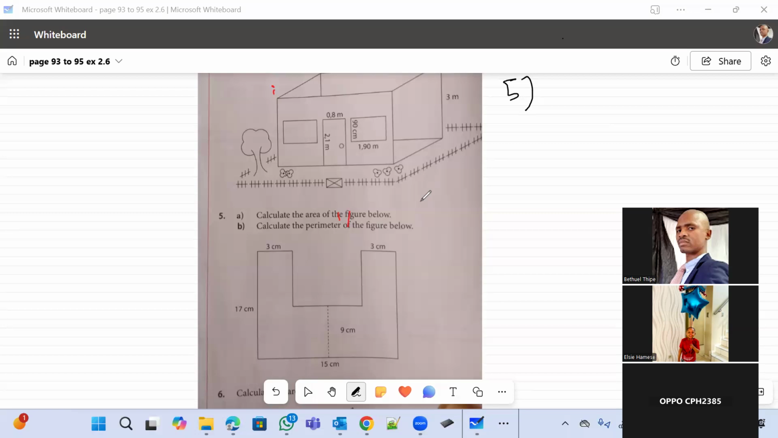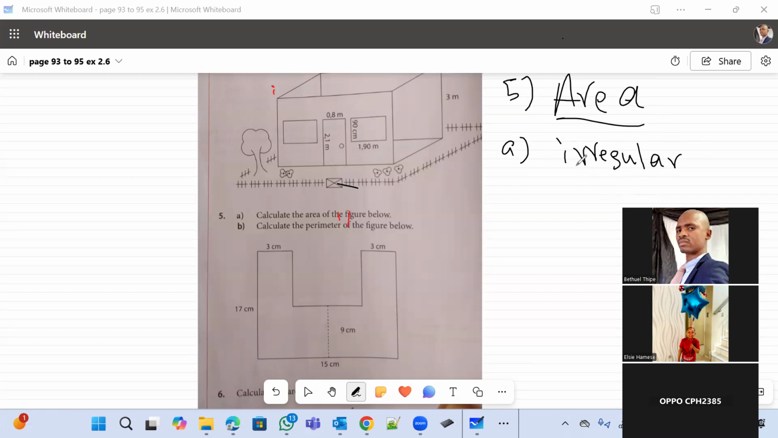Calculate the area of the figure below. So you want the area, no? First, you have to observe the figure that they are talking about. I can see that this figure is irregular. I will write the word irregular. This shape is irregular.